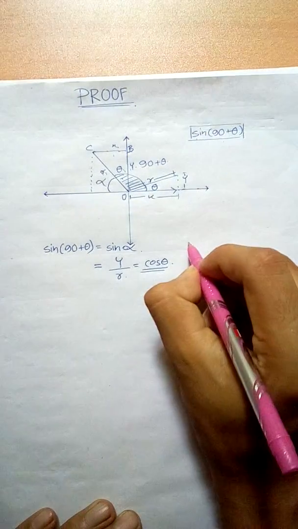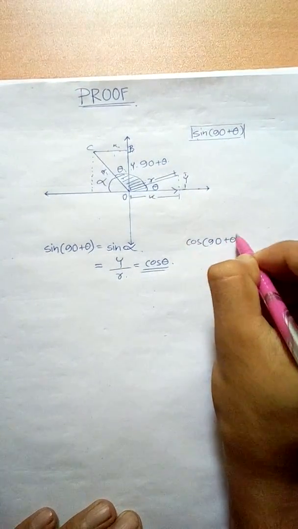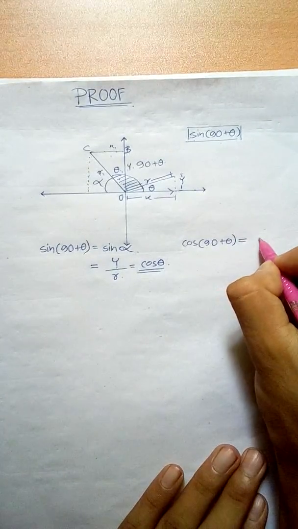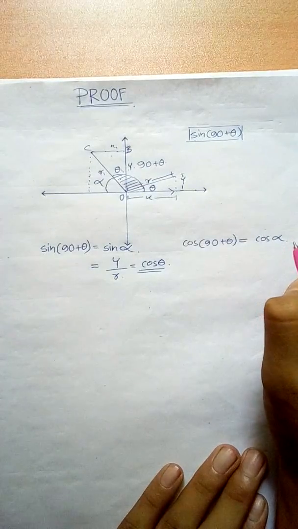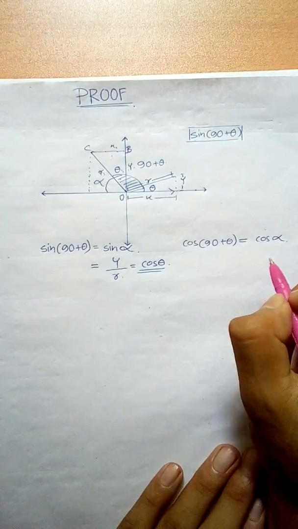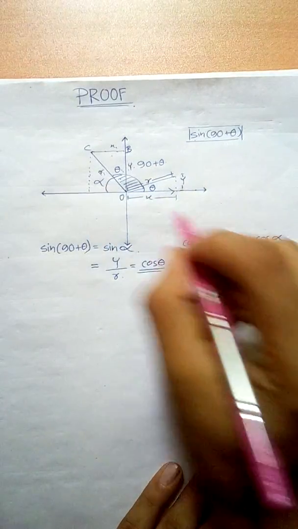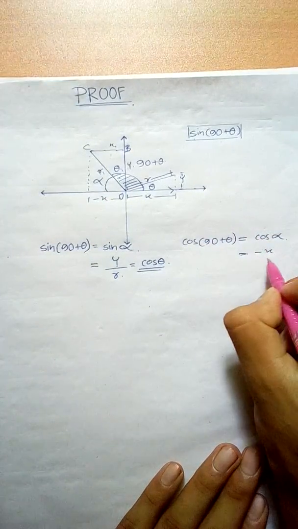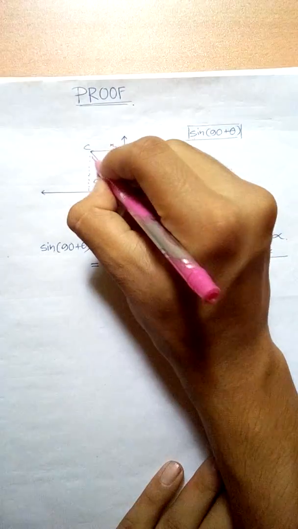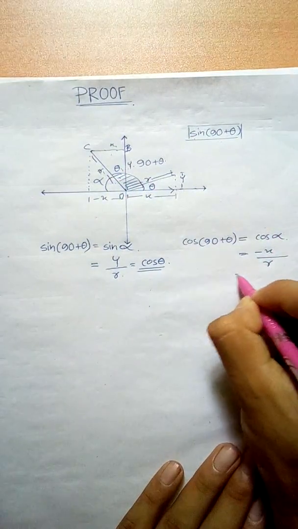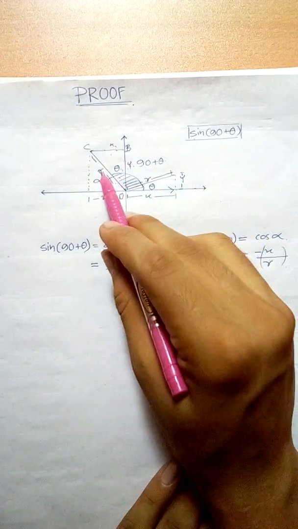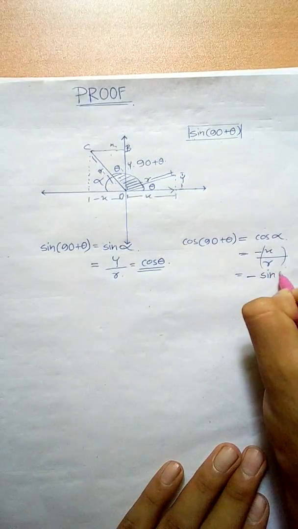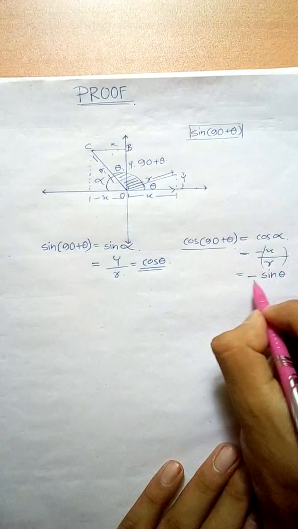Similarly, cos 90 plus theta can also be shown by cos of alpha. Okay, what will be the cos of alpha? Cos of alpha will be this x, which is a negative quantity, means minus x by r. This is r. Okay, what is x by r in this triangle? X by r is minus of sin theta, means cos 90 plus theta is always negative.